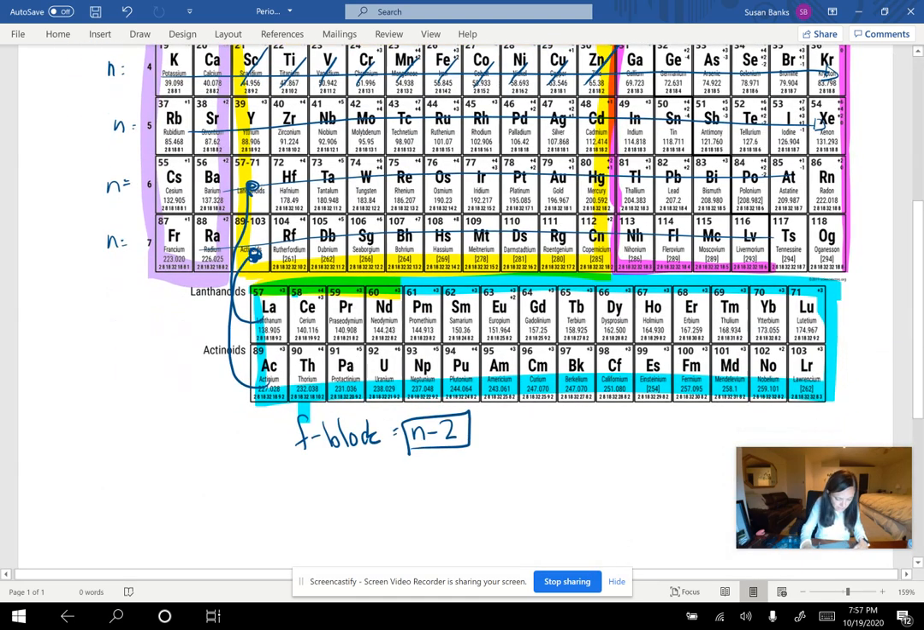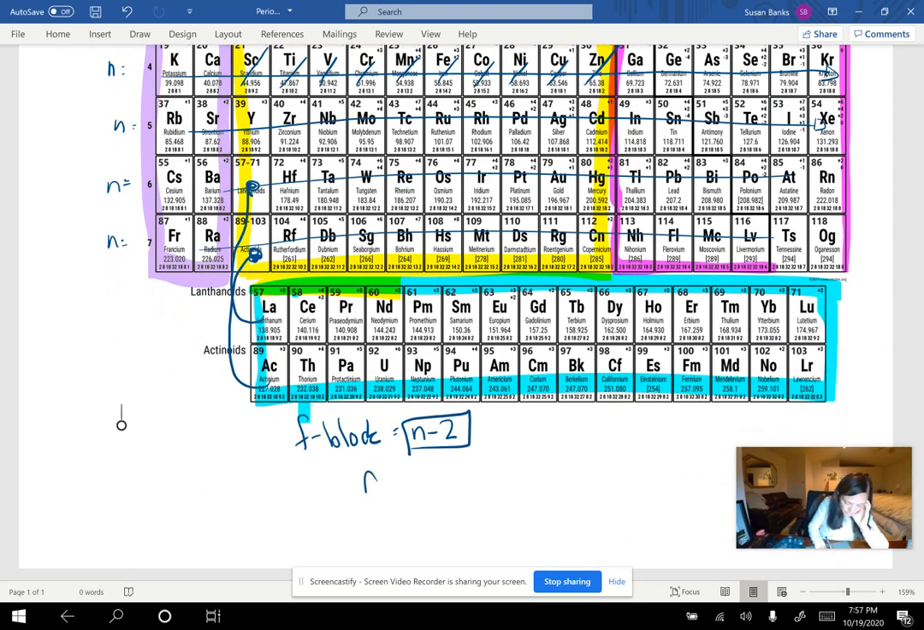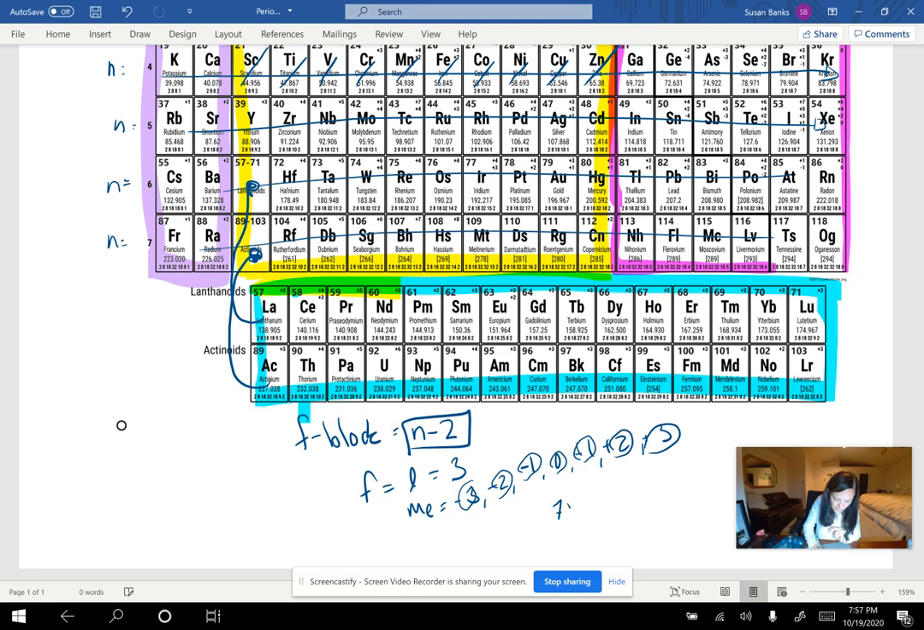And our last example here, if we have an F orbital, that means our L number is 3. That means our M sub L number can be -3, negative L, all the way up to positive L. Right? So that gives us 1, 2, 3, 4, 5, 6, 7 orbitals. And we can put 2 electrons in each orbital. So 7 times 2 will give me 14 electrons.